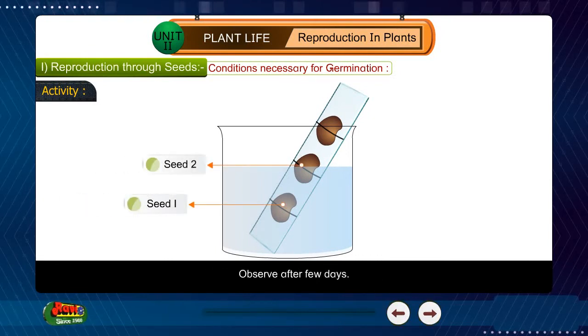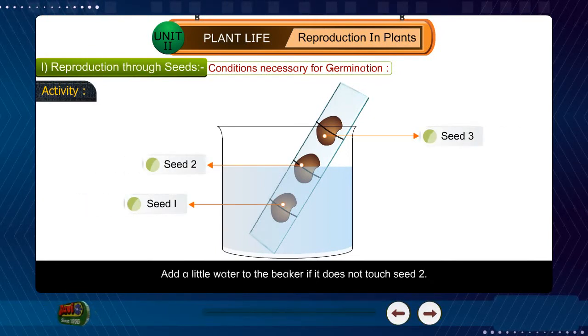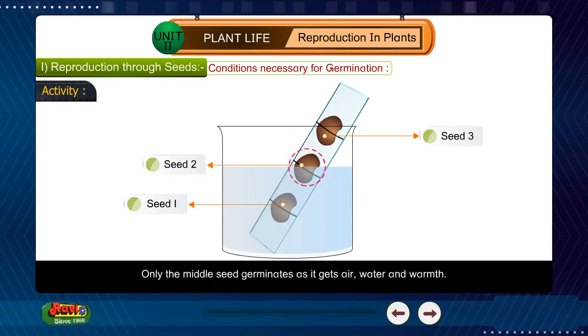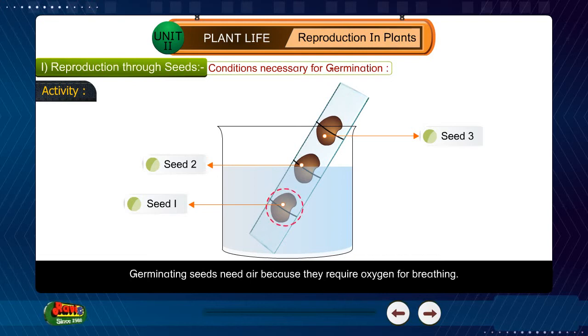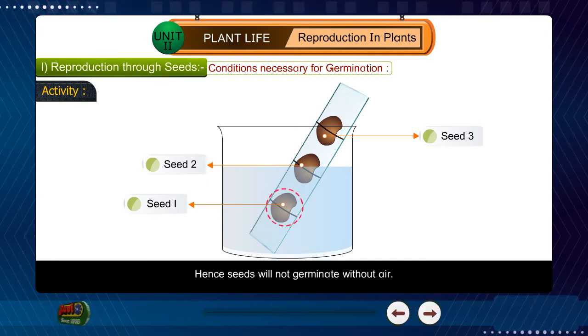Observe after a few days. Add a little water to the beaker if it does not touch seed 2. Only the middle seed germinates as it gets air, water and warmth. Germinating seeds need air because they require oxygen for breathing. Hence, seeds will not germinate without air.